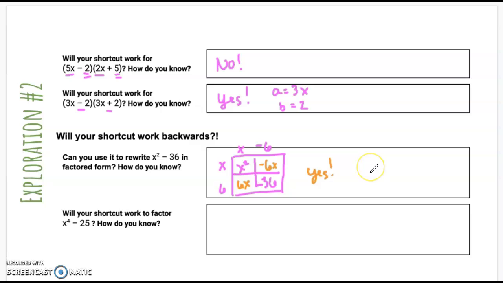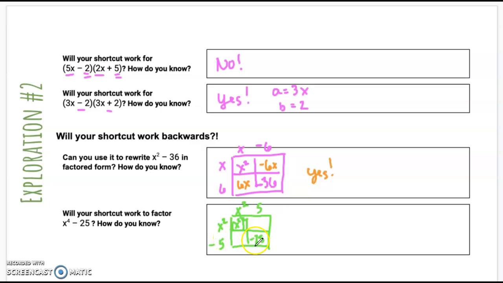Will your shortcut work to factor x to the 4th minus 25? How do you know? Well, again, if we're not sure, we can grab that area model and work it backwards. Think of it like a little puzzle. If we've got x to the 4th, we've got x squared times x squared. And then we've got this negative 25, which we know is 5 times 5.